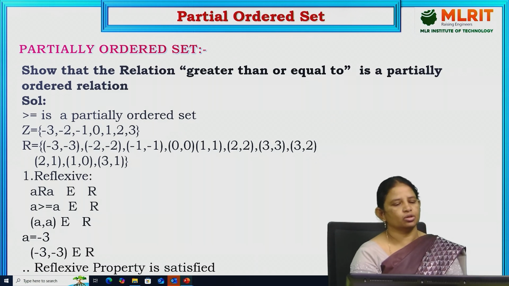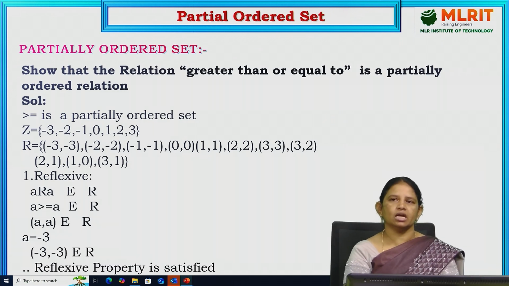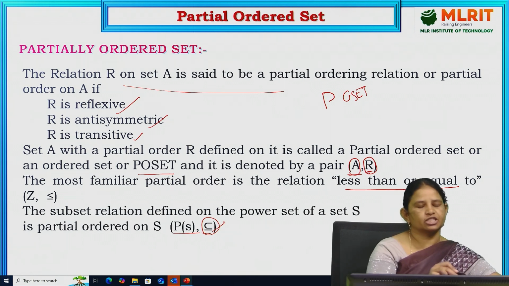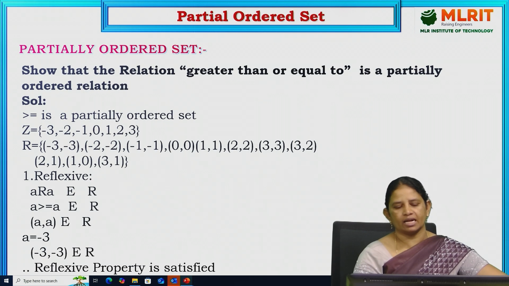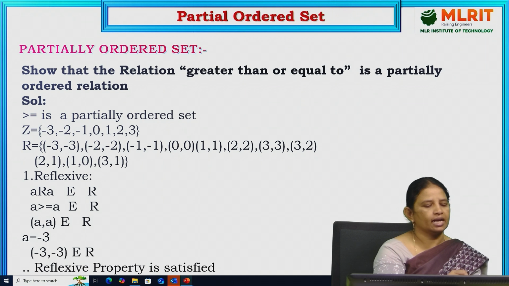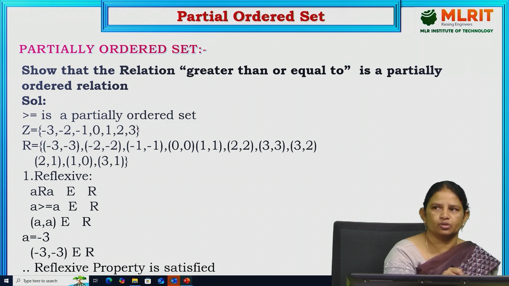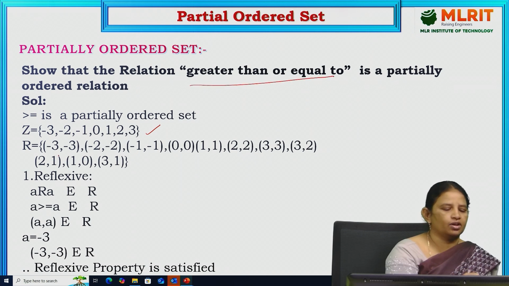So we need to show that greater than or equal to is a partially ordered relation. What is a partial order? Reflexive property, antisymmetric and transitive property. So, greater than or equal to. Here the set consists of -3, -2, -1, 0, 1, 2, 3. What are the relations that satisfy the property greater than or equal to?